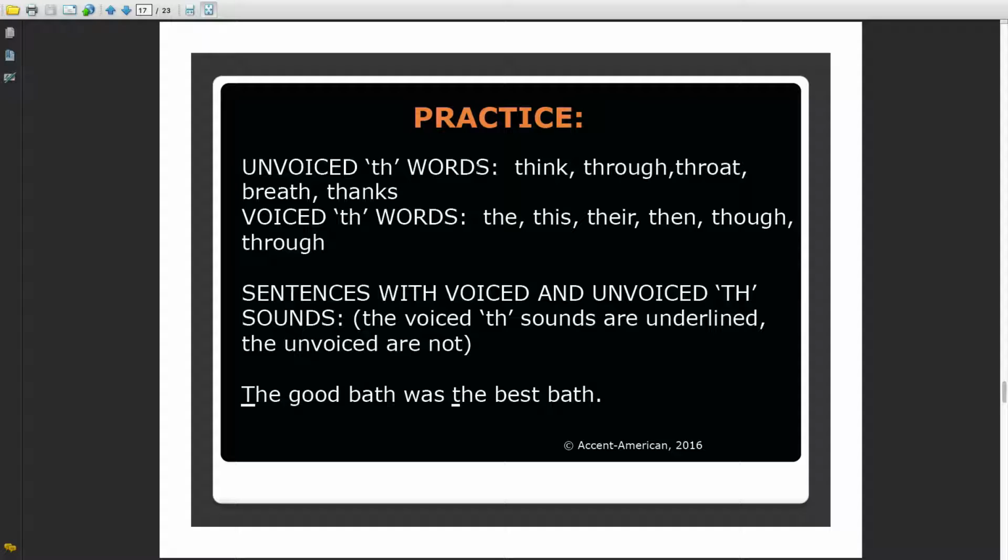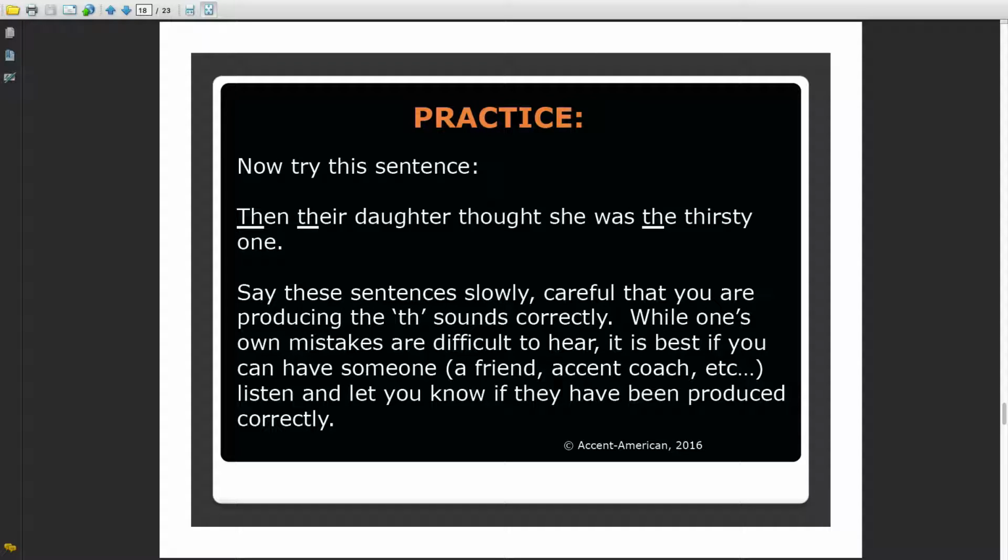Now here's a few sentences with voiced and unvoiced THs. The voiced TH sounds are underlined and the unvoiced TH sounds are not. The good bath was the best bath. Now let's try this sentence. Then their daughter thought she was the thirsty one. It's often not easy to tell if you are making the sound correctly. So it's best to have a friend or an accent coach, somebody to listen and tell you if they think you are making the THs correctly.